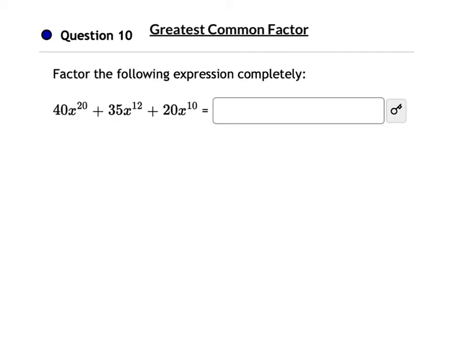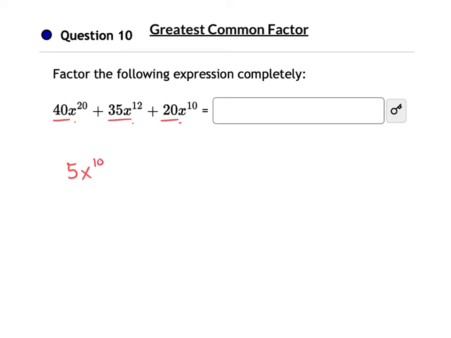Number 10. 40, 35, and 20 are all divisible by 5. That's your GCF. Remember, I want the most number of x's they all have. Every one of them has to have that number of x's. We have 20, 12, and 10. The greatest number in common then is 10. They all have 10. They don't all have 11 or 12.